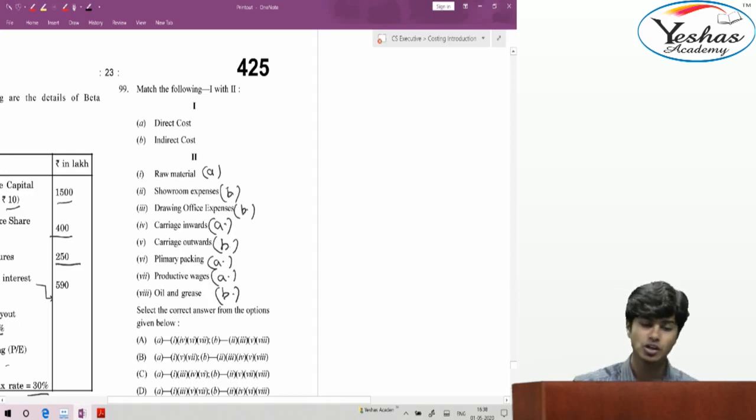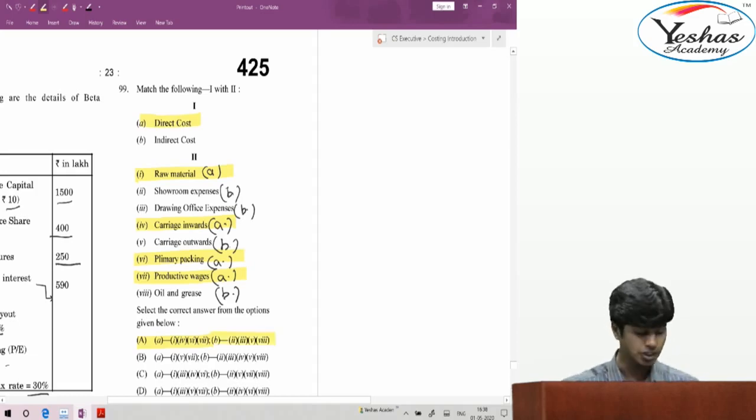You cannot basically see them. So direct costs are 1, 4, 6, 7. This sounds correct, but is part B correct? 2, 3, 5, 8. Yes, option A is the answer for question number 99.